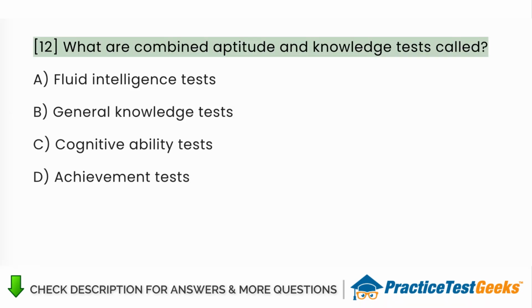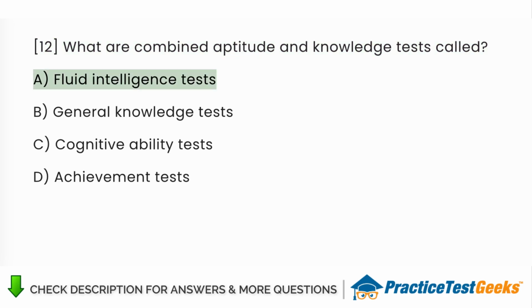What are combined aptitude and knowledge tests called? A. Fluid intelligence tests. B. General knowledge tests. C. Cognitive ability tests. D. Achievement tests.